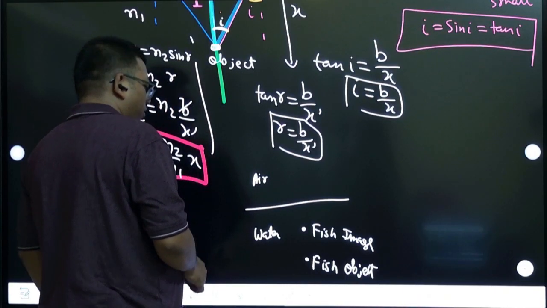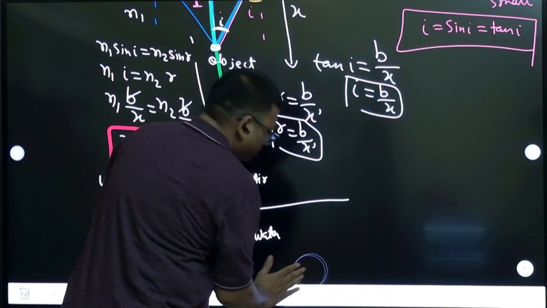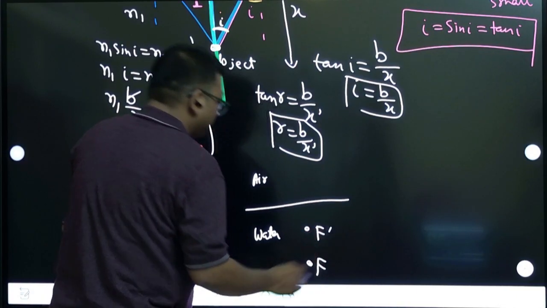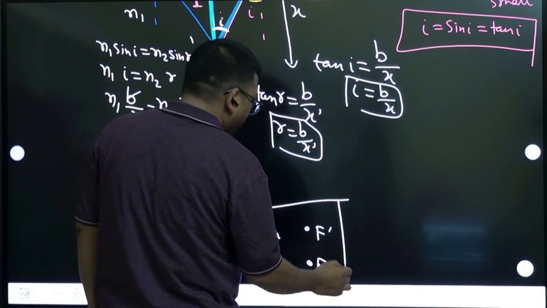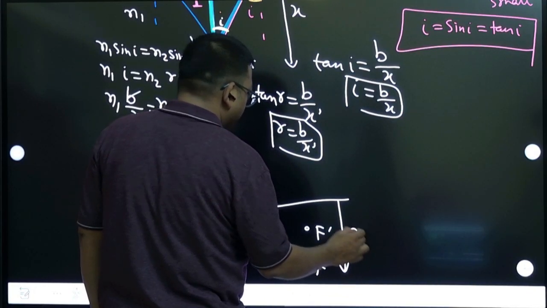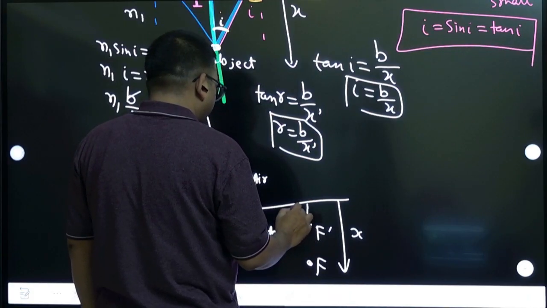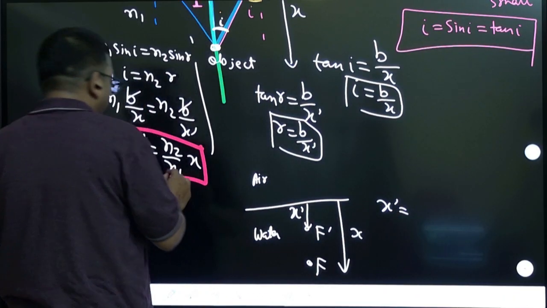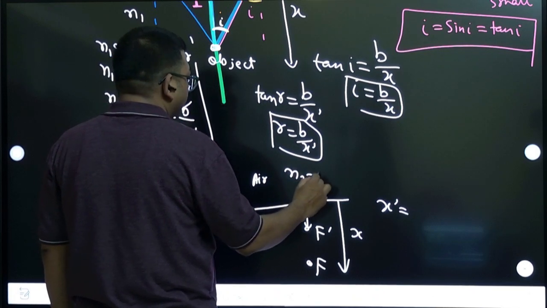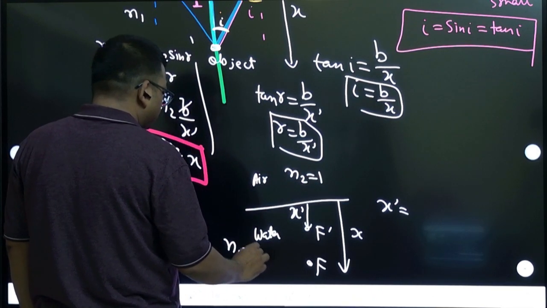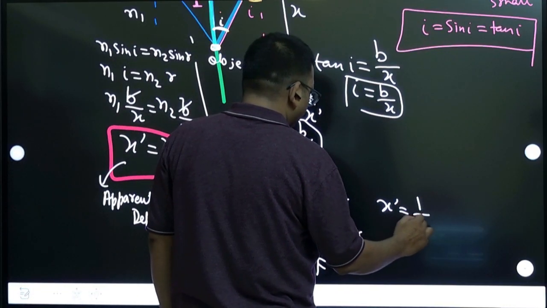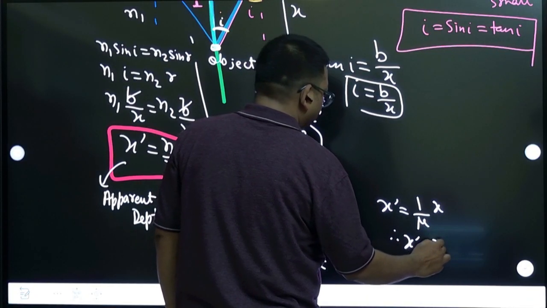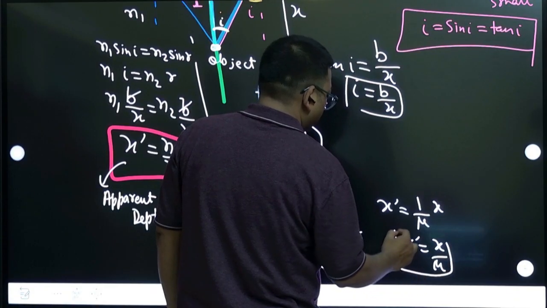Or you may write f, that is better. So if this fish is f, its image forms at f dash here. If the actual distance of this fish is x, then this distance will be x dash, and this x dash will be given as N2 by N1. N2 for air is 1, and let us say N1 of this water is mu. So you will get 1 by mu into x. So x dash becomes x by mu. Okay, that's what it is.